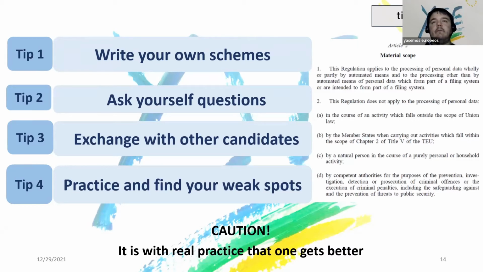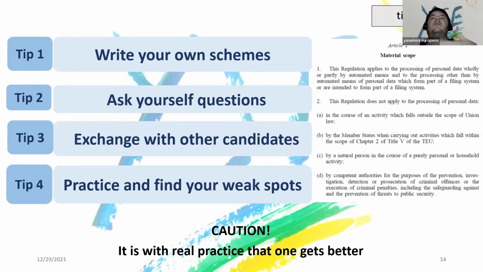Second, I already mentioned it. I'm insisting again. Yes, I repeat myself a lot, but it's with a good purpose. Ask yourself questions. Everything you read, what could be the question? That's why I put on the right a caption from Article 2 of the regulation, where they define the material scope. I see the first paragraph: this regulation applies to the processing of personal data wholly or partly by automated means, and to the processing other than by automated means of personal data which form part of a filing system, and so on.